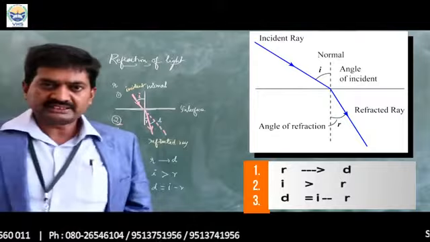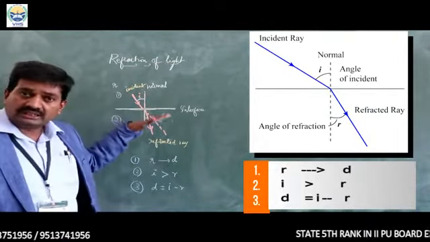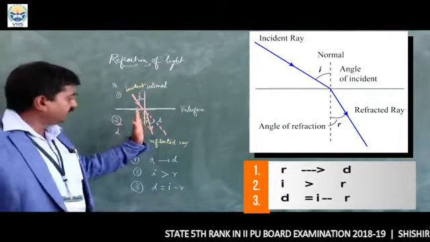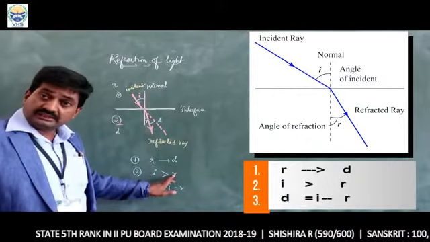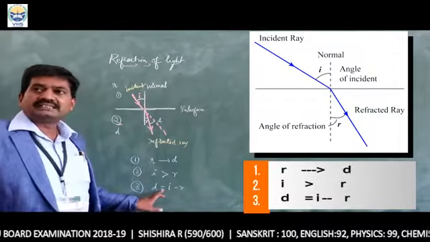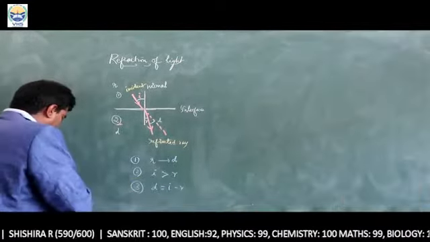So I will repeat this once again. When a ray travels from a rarer optical medium to a denser optical medium, it undergoes refraction, it bends towards the normal, and the angle of incidence is greater than the angle of refraction, and the deviation produced is D is equal to I minus R.